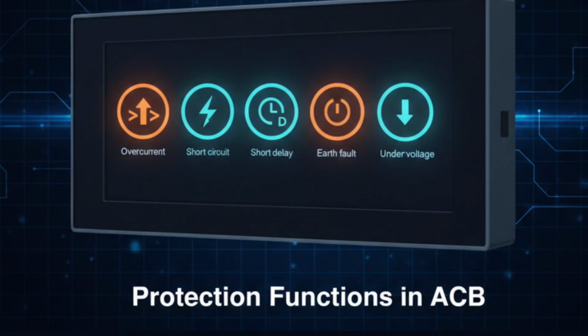Protection functions in ACB. Modern ACBs have electronic trip units. Common protections include long-time overcurrent protection for overload conditions and short-circuit instantaneous protection for very high fault currents. Short delay protection provides coordination between breakers. Earth fault protection detects leakage current to earth. Under voltage protection trips the breaker if control voltage fails. Protection settings are adjustable. Improper settings can cause nuisance tripping or failure to trip. Always follow the manufacturer manual and ship electrical coordination study. Protection is the brain of ACB. Mechanical parts execute the command, but the electronic unit decides when to trip.